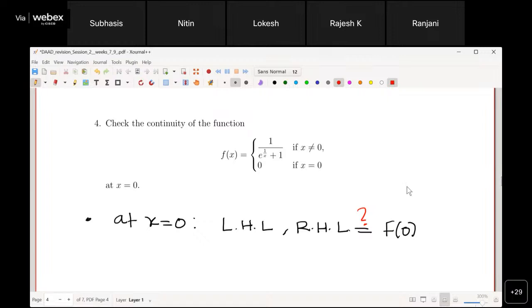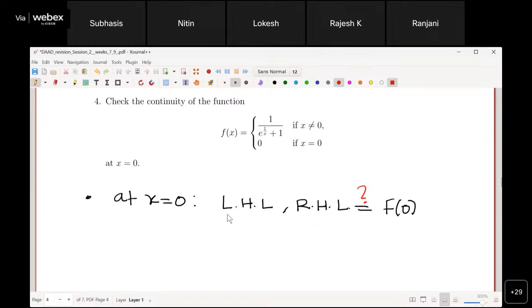Yes, correct. So I have to find left hand limit, right hand limit, and also check whether both the things are equal to f of 0 or not. If both the things are equal to f of 0, then only I can say that my function is continuous at x equal to 0. If they are not equal to f of 0, then from there itself I can say that my function is not continuous at x equal to 0. Right.